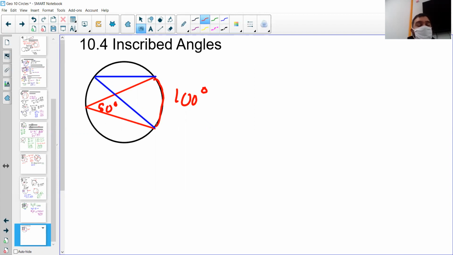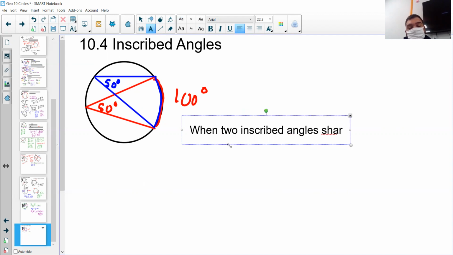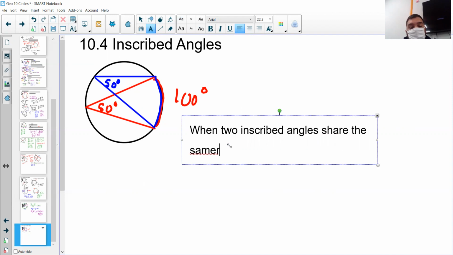Now, because the other angle has the same arc, this blue angle shares the same arc, even though it's shifted to the left or right, this should also be 50 because they share the same opening. When two, I should say, inscribed angles share the same arc, they are, Ethan, what is two angles that are equal to each other called? Congruent.